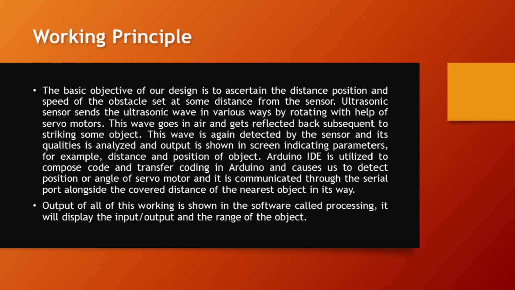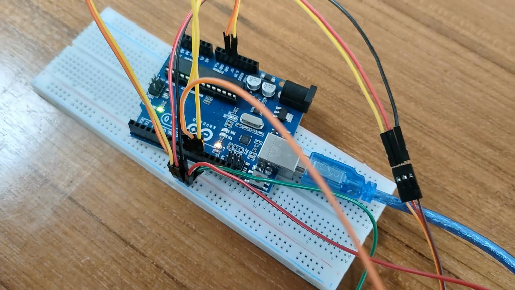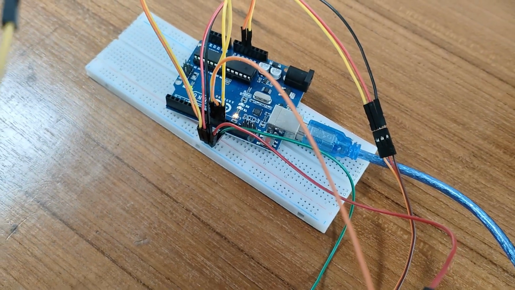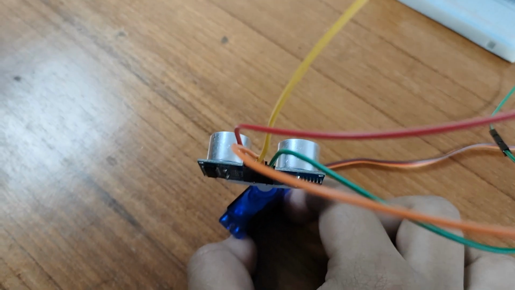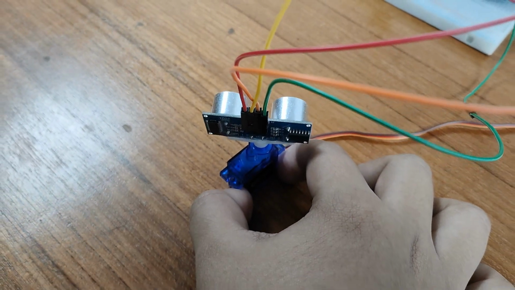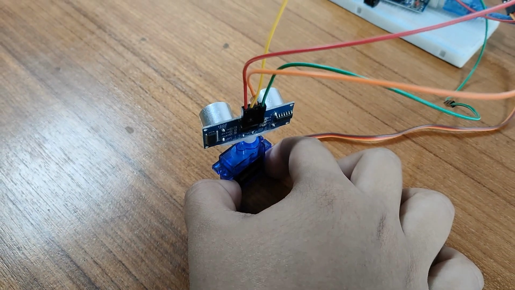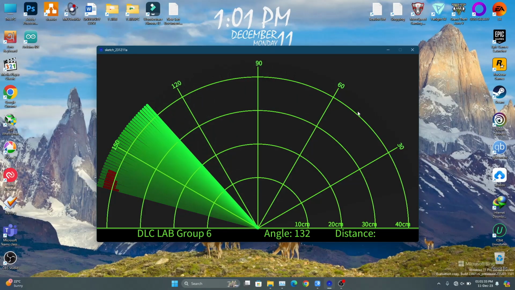and demonstrate our project with the video. So first of all, we can see here our Arduino, which is connected with the laptop. Here we can see the servo motor with the ultrasonic sensor, and it is rotating 180 degrees. Here we can see the visuals.